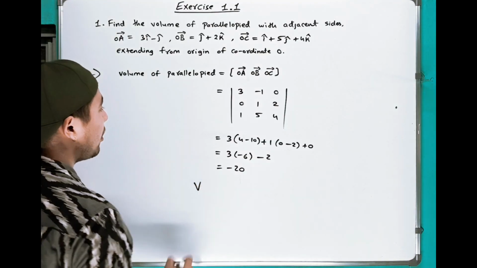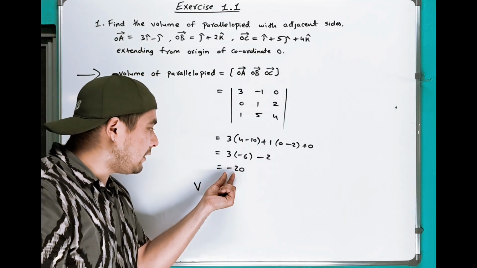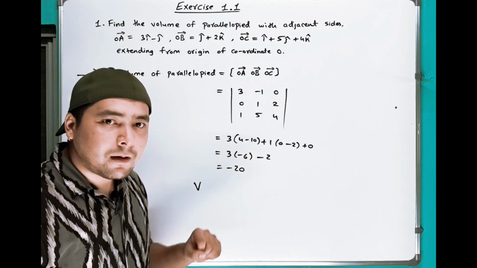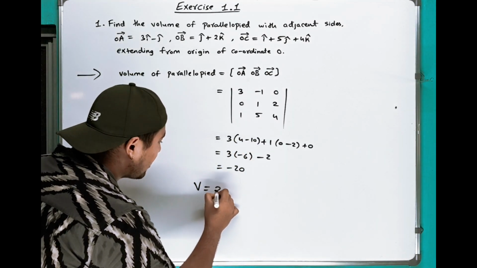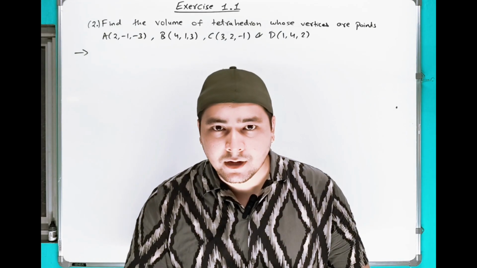But we know that the volume is always a positive quantity. So whenever you will get a negative sign, just neglect the negative sign, because our volume is always positive. So it will be equal to 20 units. So let us now move to question number 2.